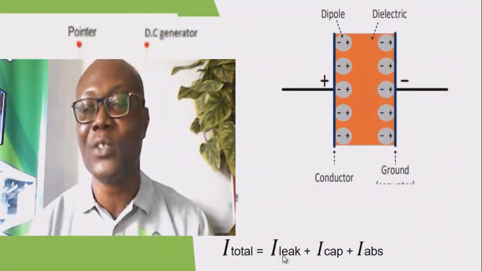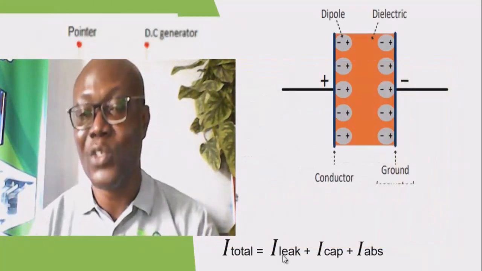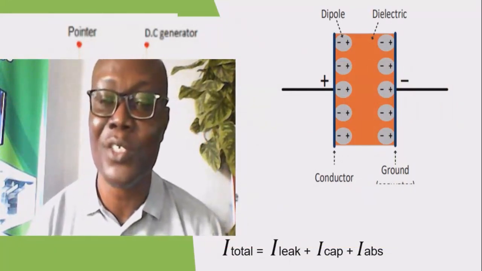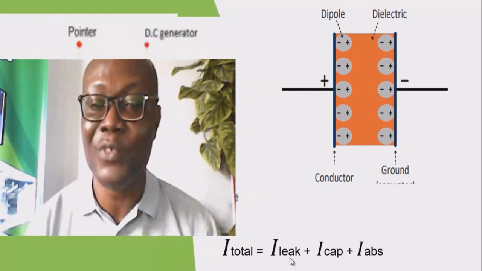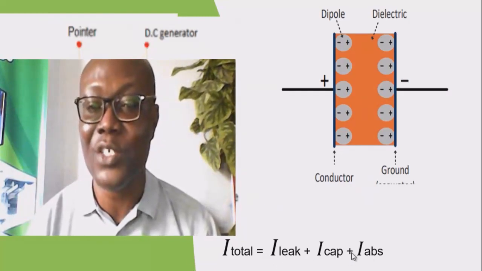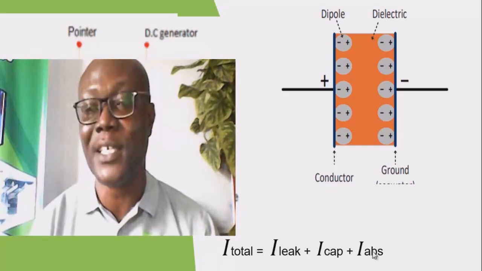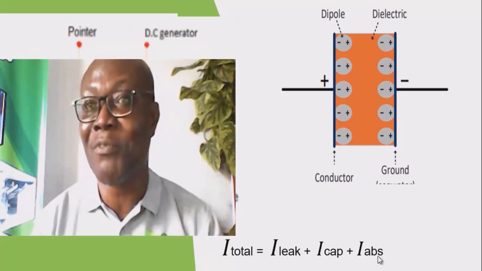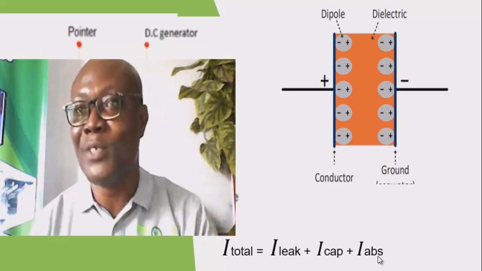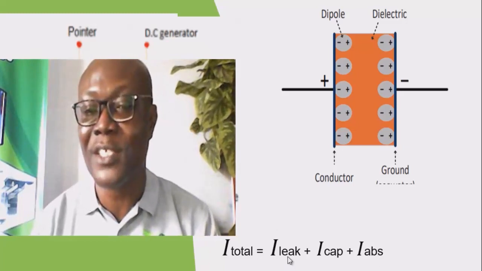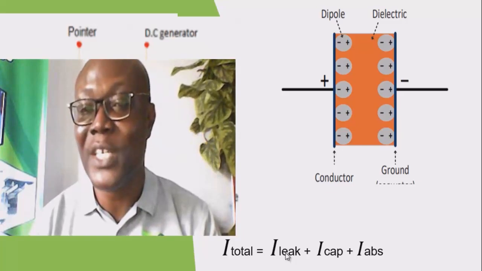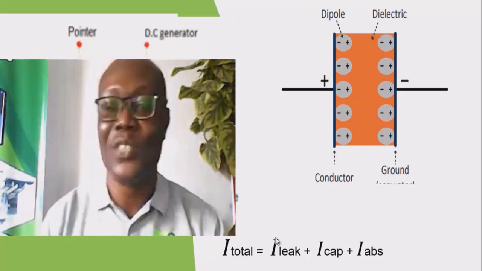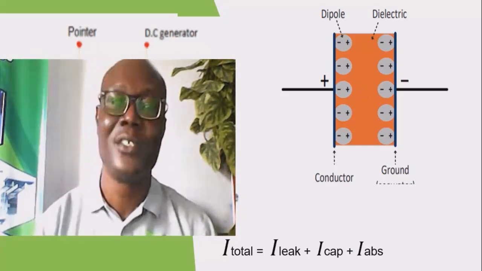We'll see the importance of knowing this and knowing when to actually take your reading, because these two are not of interest to us. These two, the capacitive current and the absorption current, are not of interest to us, because they do not reflect what is happening within the insulator. It's only the leakage current that will increase as the deterioration of the insulation increases. So this one is what is of interest to us.